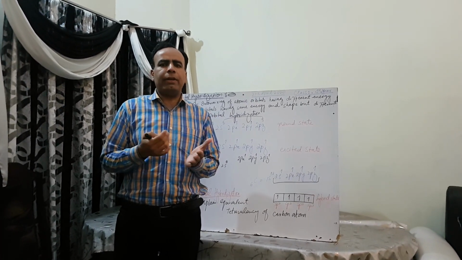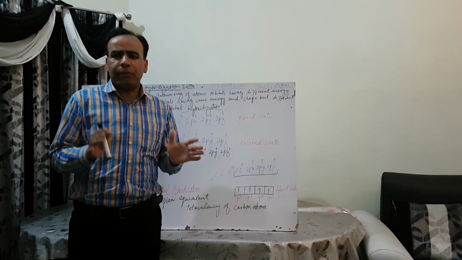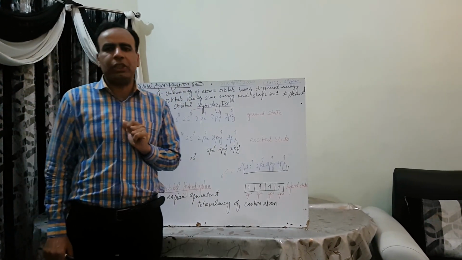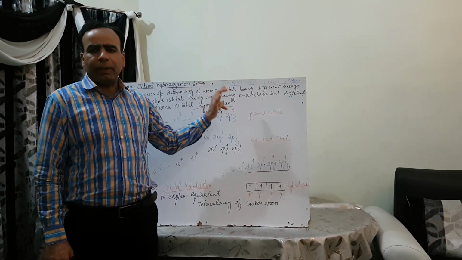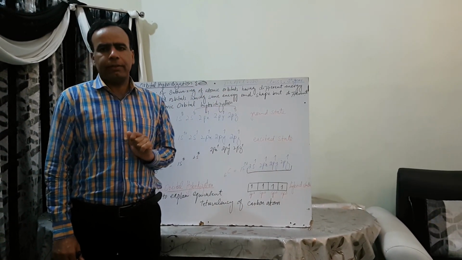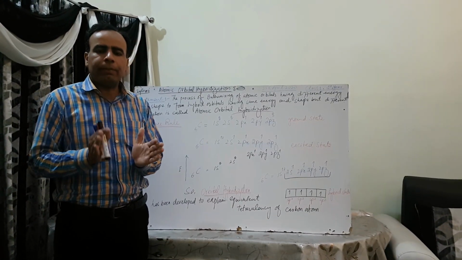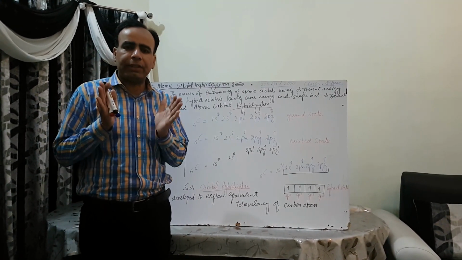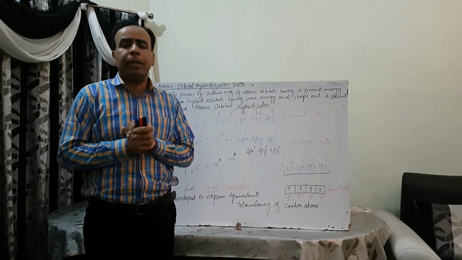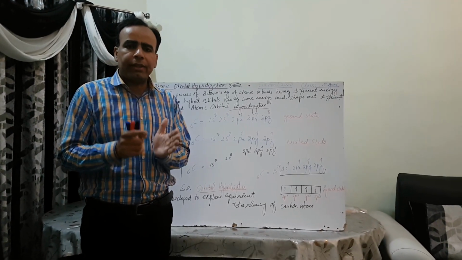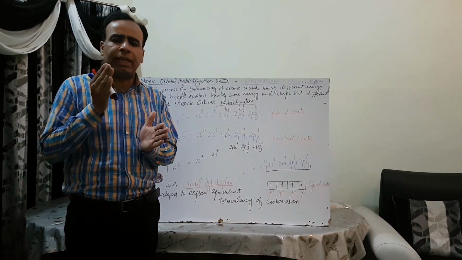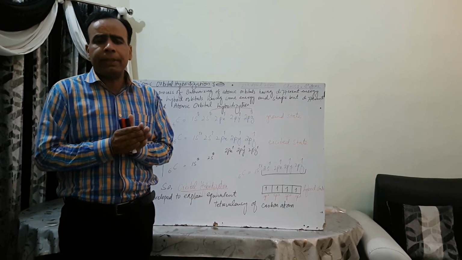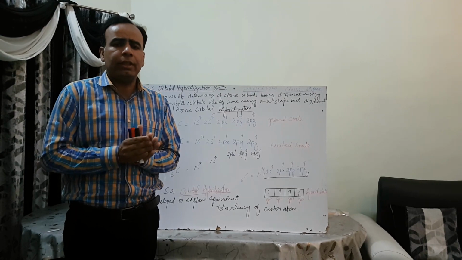The topic of today's lecture is atomic orbital hybridization. It is from chapter 6, chemical bonding. Orbital hybridization is the intermixing of atomic orbitals having different energy and shape to form a new set of equivalent orbitals having the same energy and shape.